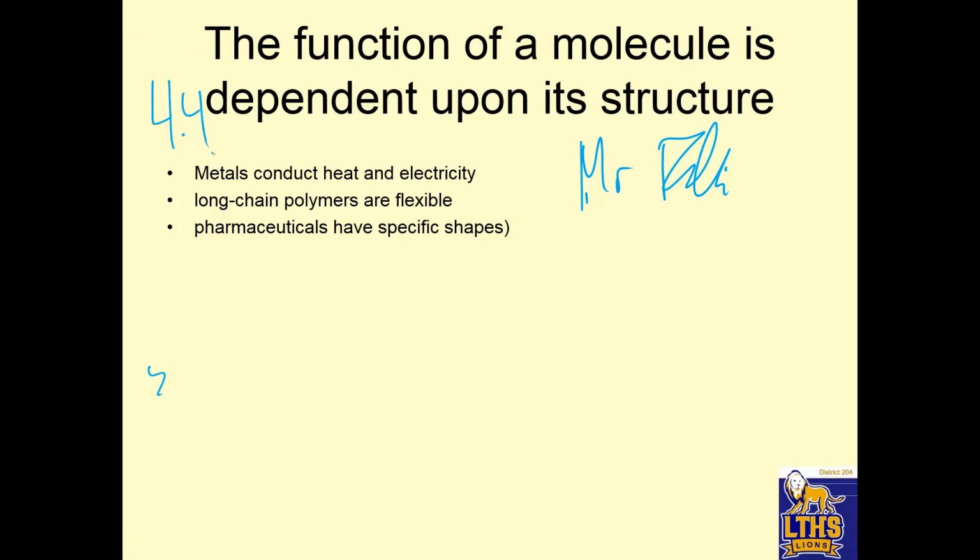We're going to talk about how metals conduct heat and electricity, long chain polymers are flexible, pharmaceuticals have specific shapes, and bond energy equals K Q1 Q2 over R squared. Alright, so a little function, a little bond energy, and that's about it. So let's hop to it.